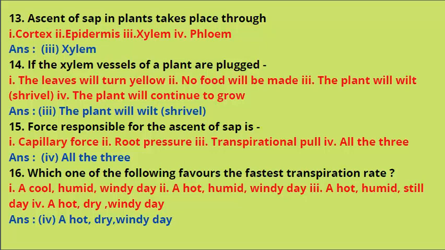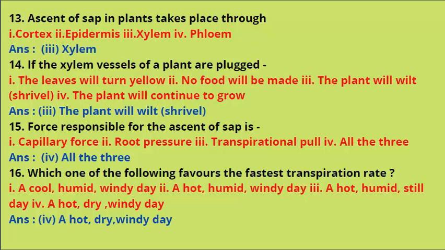This is because the xylem tissue is responsible for the transportation of water in plants, and every plant cell receives water in this process. And if xylem vessels become non-functional, then what will happen? They will not receive proper amount of water and they will shrink, and as a whole what will happen? The plant will wilt or shrivel. So option will be the plant will wilt or shrivel.